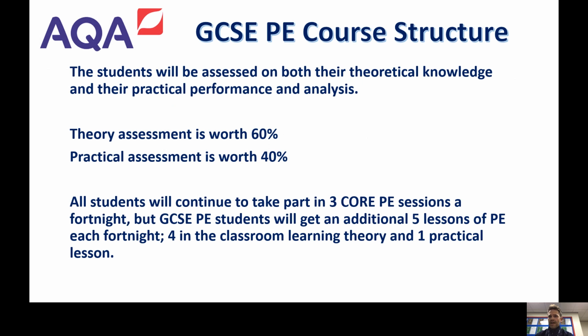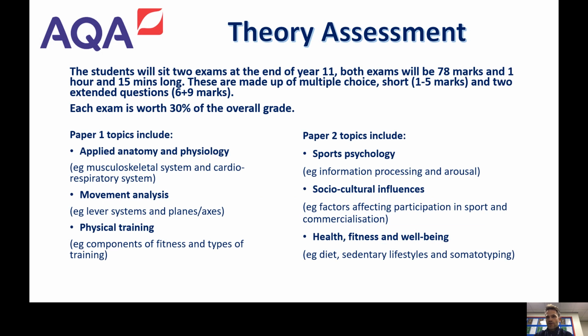So GCSE PE, the course structure. The students will be assessed on both theoretical knowledge and their practical performance and analysis. The theory assessments are worth 60% overall and the practical assessments are worth 40% overall. It's important to note though that all students in years 10 and 11 continue to take part in 3 core PE sessions a fortnight. That's down from 4 in Key Stage 3. And then GCSE PE students would get an additional 5 lessons of PE. 4 of those would be in the classroom working on theory, and then 1 lesson would be a practical lesson each fortnight.